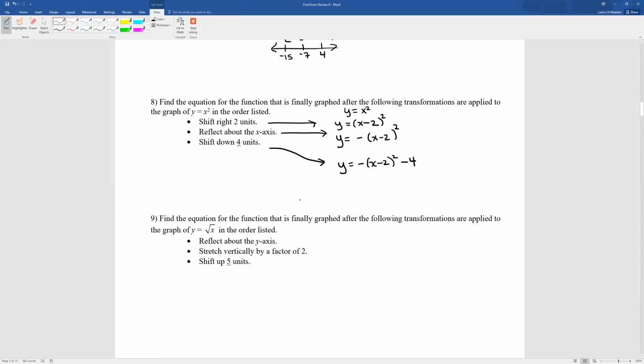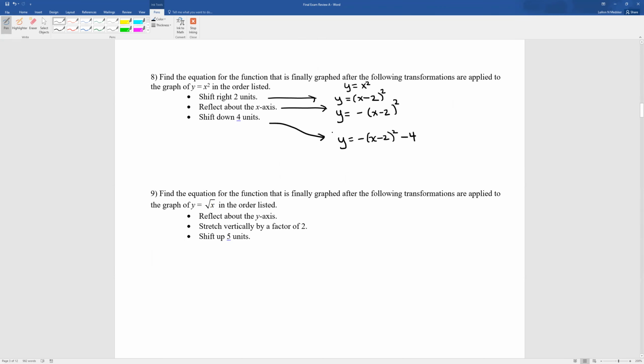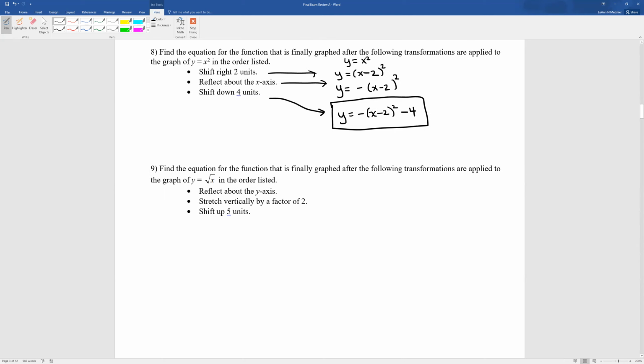So remember, when you're doing transformations, anything that happens to x happens kind of inside the parent, and it's the opposite operation to what you're thinking. Anything that happens to y values is going to be outside of the parent function, and it's going to be exactly what you think. So a minus for down. So that is the final answer. This is our transformation with all of the transformations that they listed in order. Okay, so let's look at number 9.